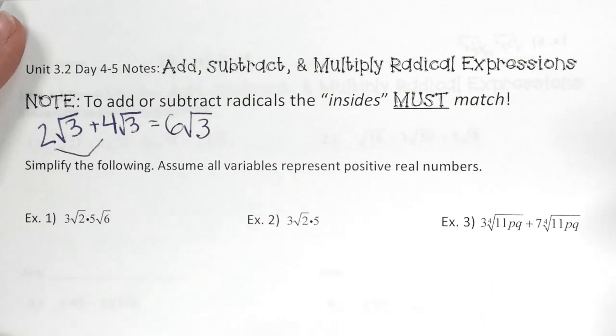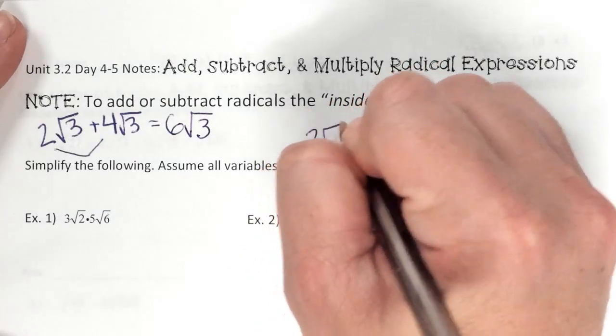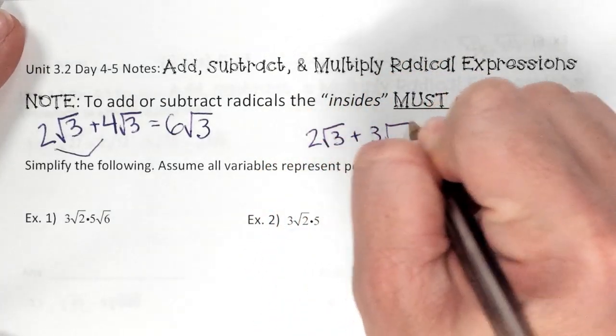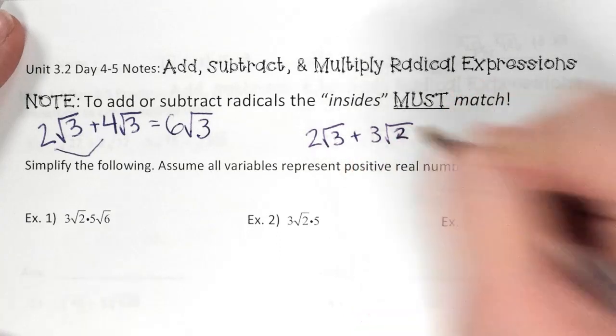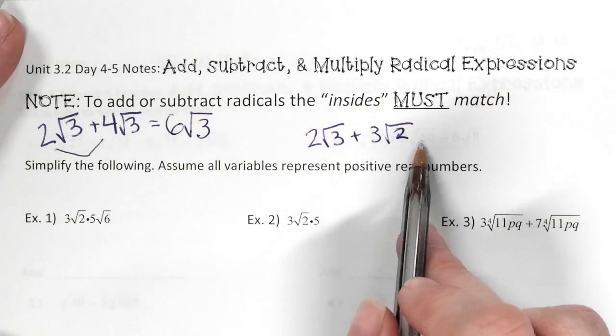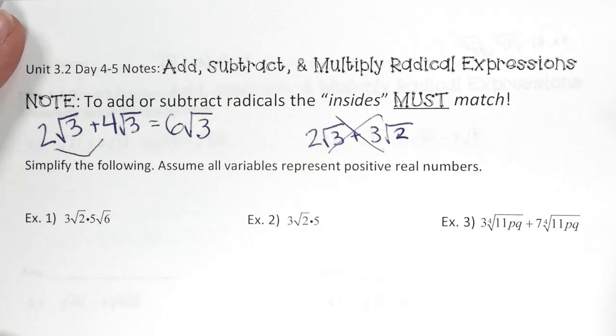So an example of something you cannot combine would be 2 square root of 3 plus 3 square root of 2. Do they have the same insides? No. Therefore, they cannot combine. Okay?